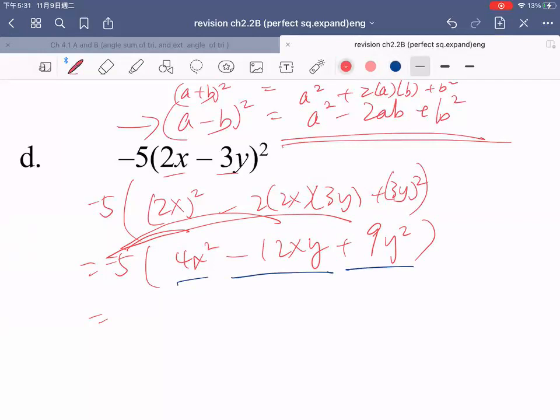So we have negative 5 times 4 will give you negative 20x squared. Negative times negative gives you positive 60xy. And last one, negative 5 times 9y squared gives you negative 45y squared.